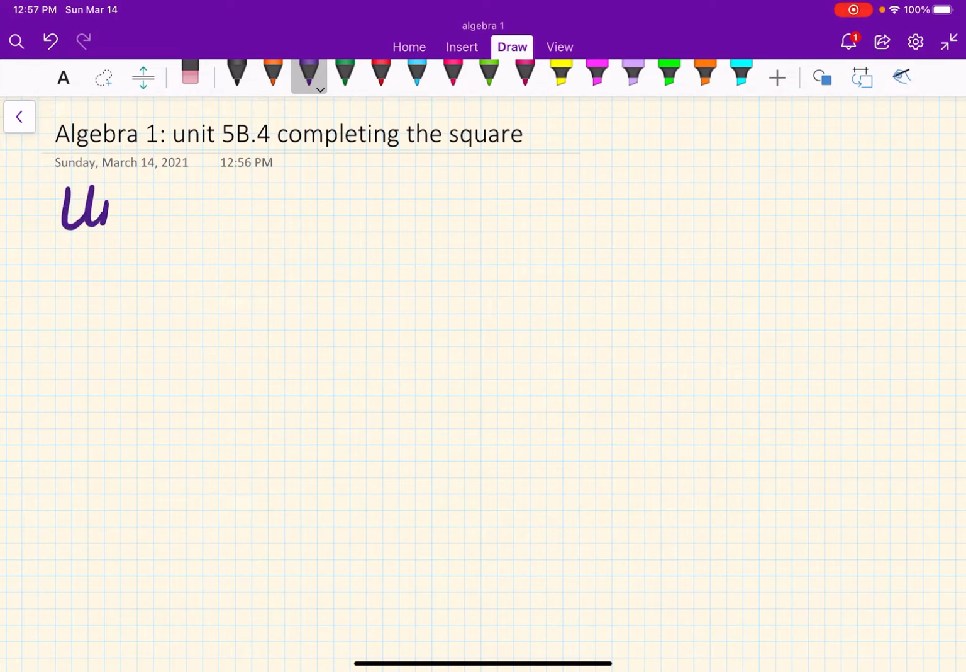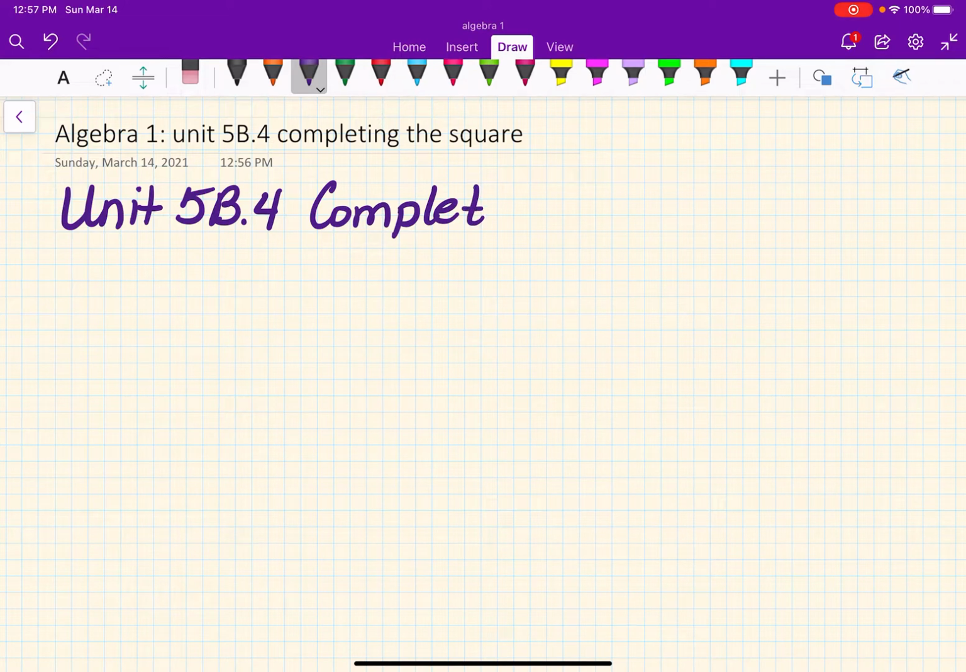Okay, we're going to look at unit 5b.4, completing the square to find solutions. Now this is going to be pretty new to most of you. I don't think many of you have done this before.